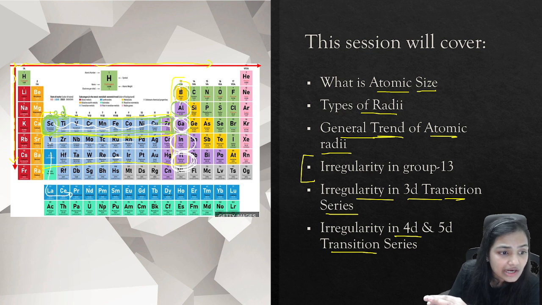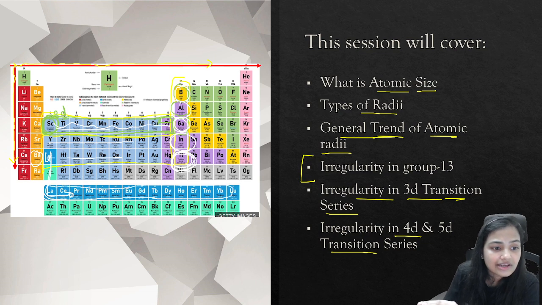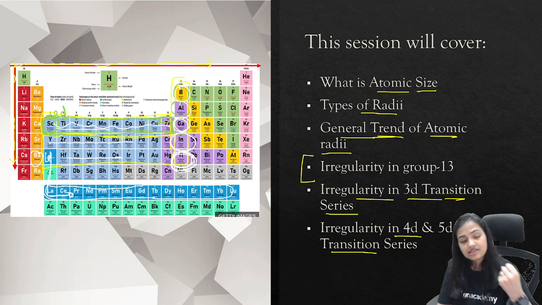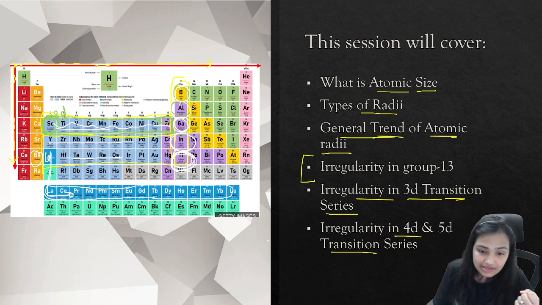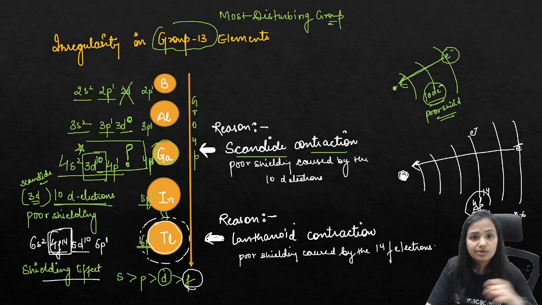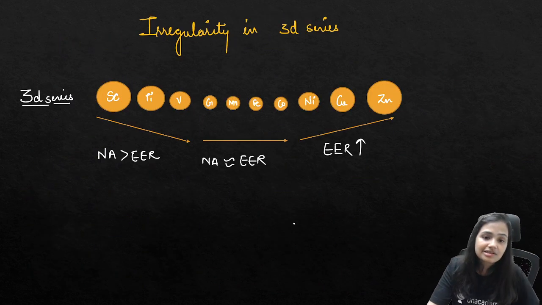So here, after barium and La, we have the f-block elements. Because of these 14 f electrons, there is poor shielding, and because of this poor shielding, the Z effective increases and the size decreases. The size of thallium decreases. So I hope you understood the group 13 elements irregularity.